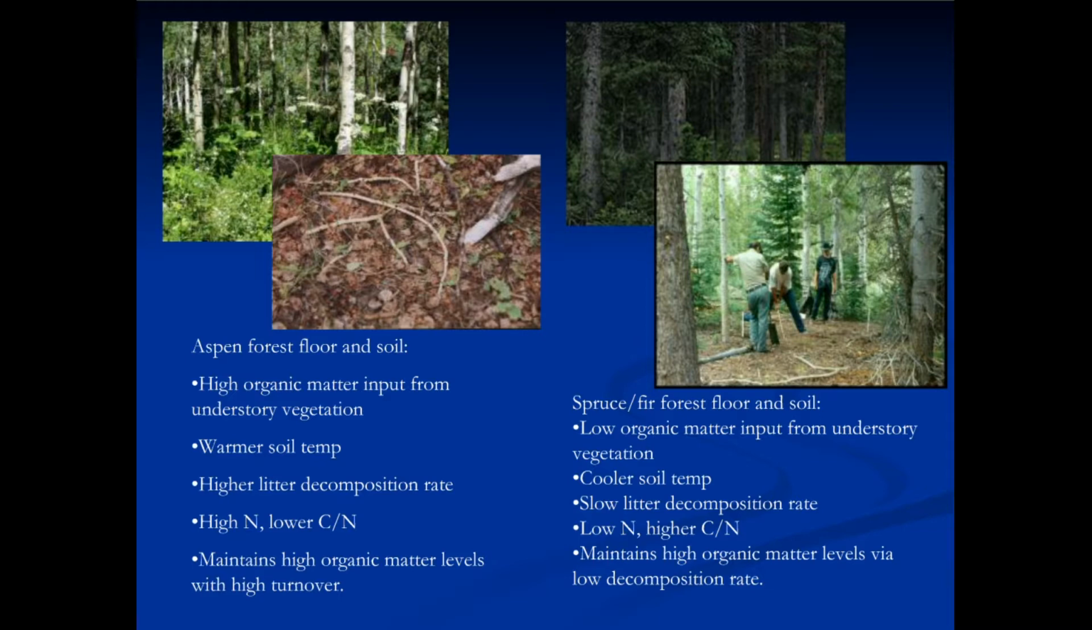Spruce fir, on the other hand, tends to have a low input from understory vegetation, cooler soil temperatures, and a slow litter decomposition rate because of low nitrogen and a higher carbon-nitrogen ratio. It simply maintains its higher organic matter level due to a low decomposition rate. So if we go back here, you see the carbon levels of these forest types are about the same, but the nitrogen levels are very different. They both have the same amount of organic matter, but this one is doing it via high turnover. This one is doing it because things just aren't decomposing all that fast.